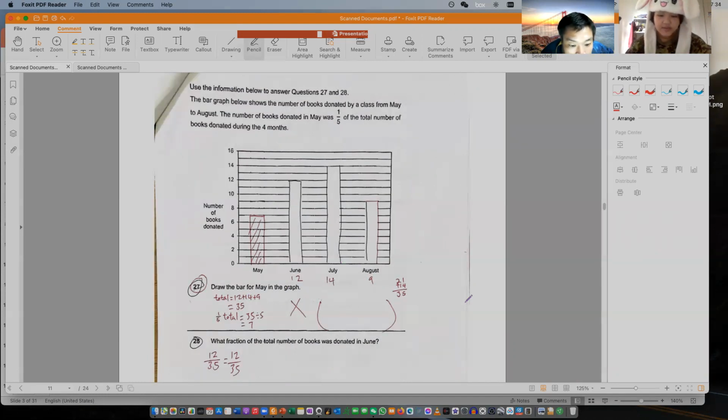Okay, so number one, they didn't draw for me. That's their problem. They didn't draw this graph for me. I got confused. But then the rest is my problem. Okay, draw the bar for May. So that means you are supposed to draw the bar for May, right? May only, yes, but then they didn't help me draw the other one.